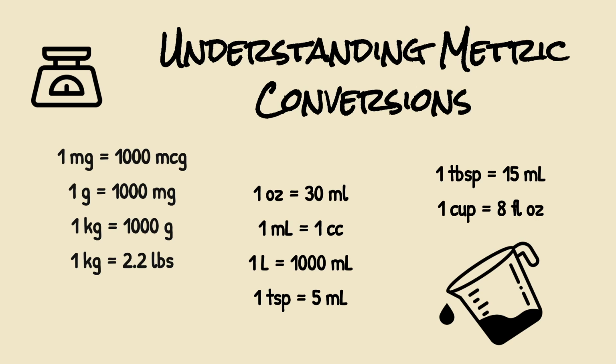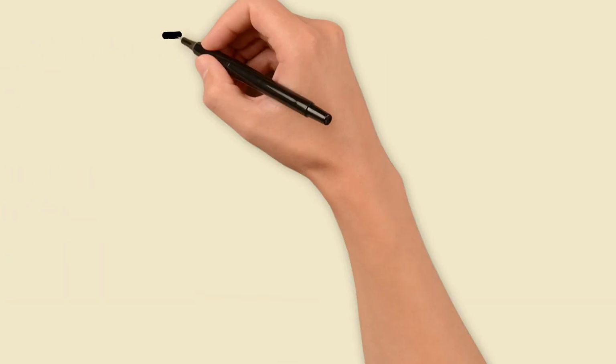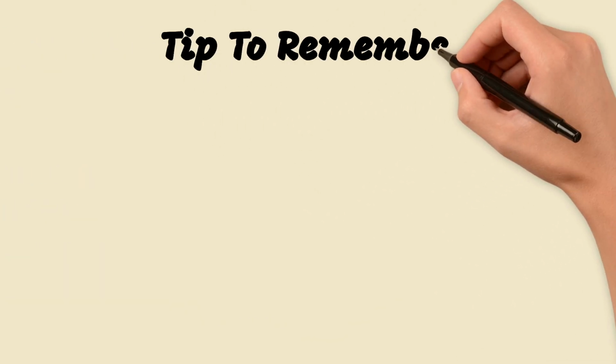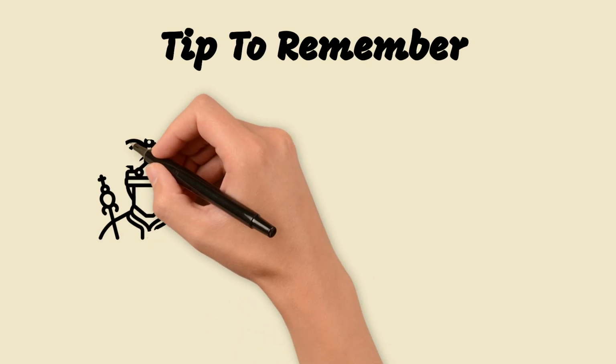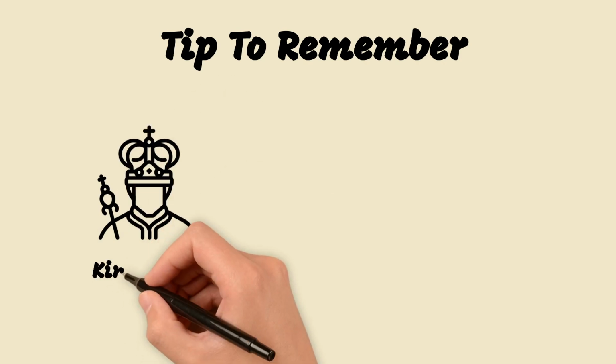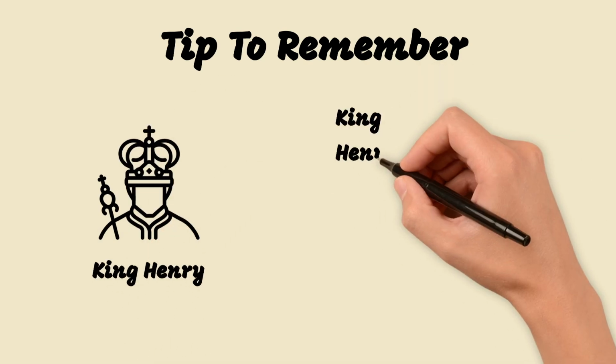1 liter also equals 1,000 milliliters. 1 teaspoon equals 5 mLs. 1 tablespoon equals 15 mLs. And then 1 cup equals 8 ounces. So tip to remember, there is an easier way to go back and forth between metric conversions instead of having to memorize all these conversions by each one.